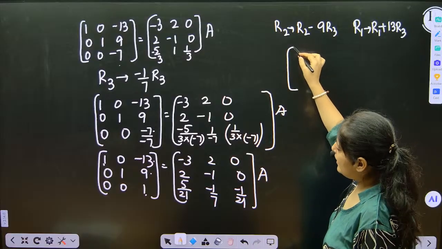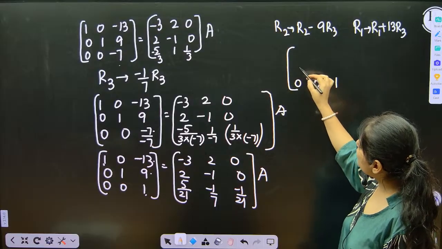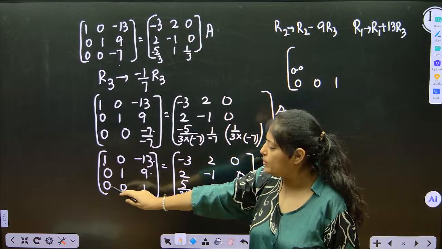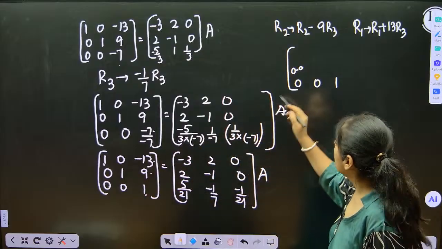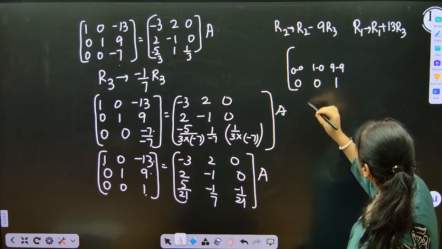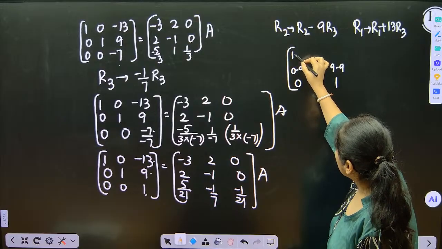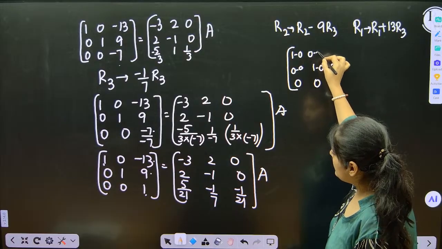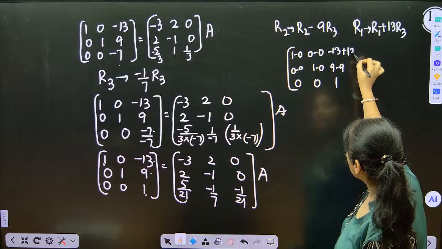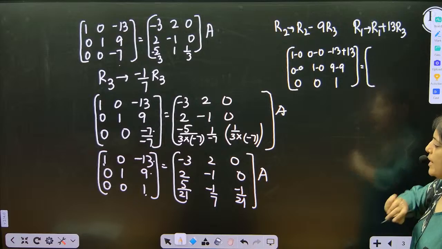Now see, R3 is as it is, 0, 0, 1. R2 is getting 0 minus 0, because 0 into 9, 0. 1 minus 0 and 9 minus 9. R1 how am I changing? Multiply it with 13, multiply it with 13, minus 13 plus 13. These are the operations I have applied. Same ways, same operations I have to apply here.